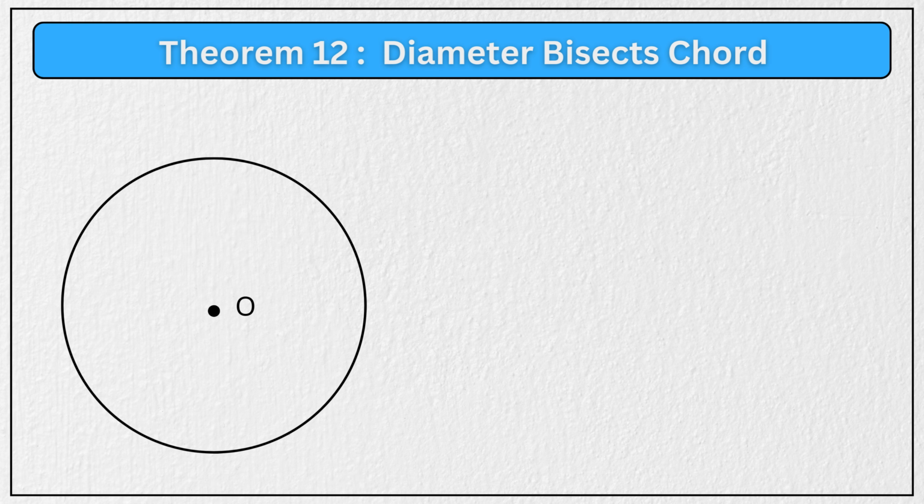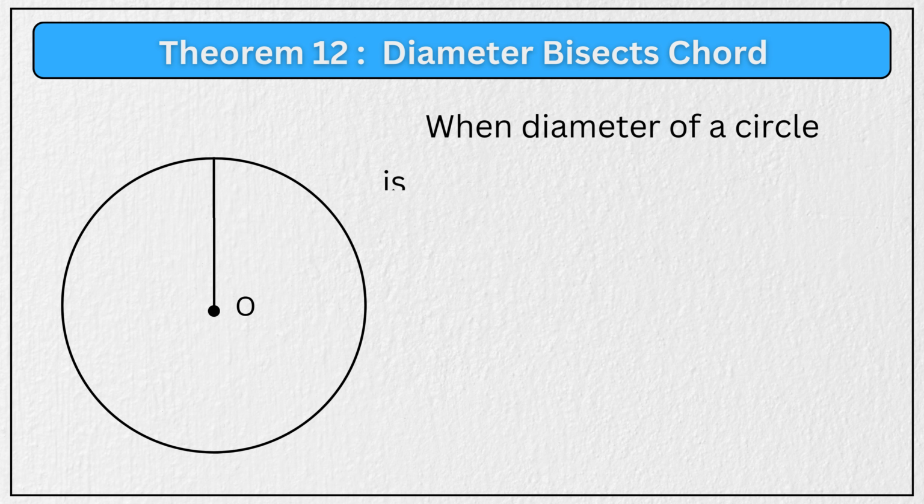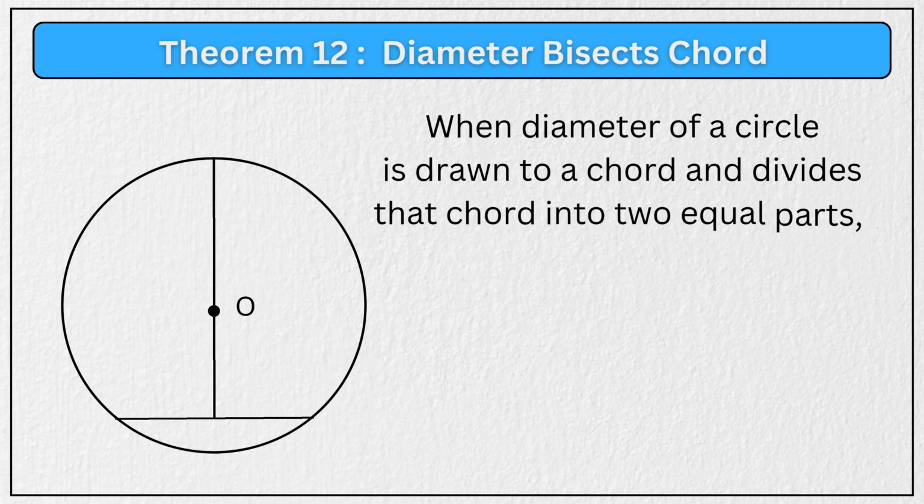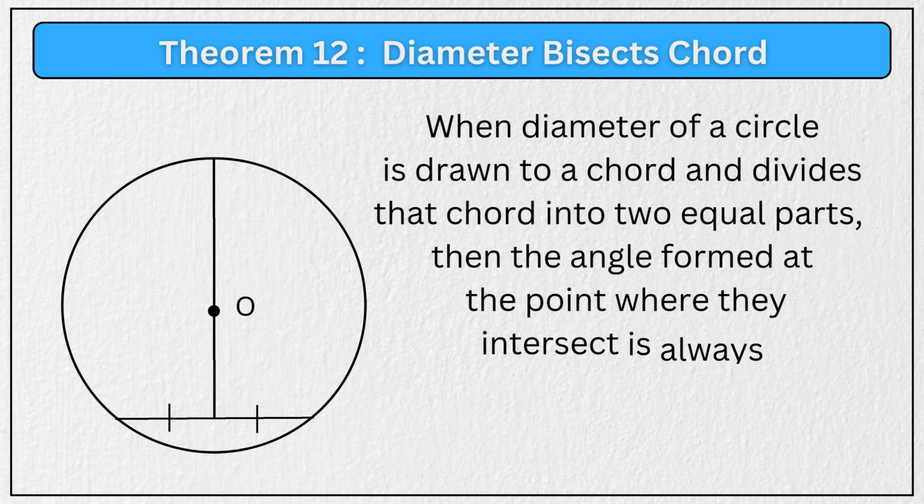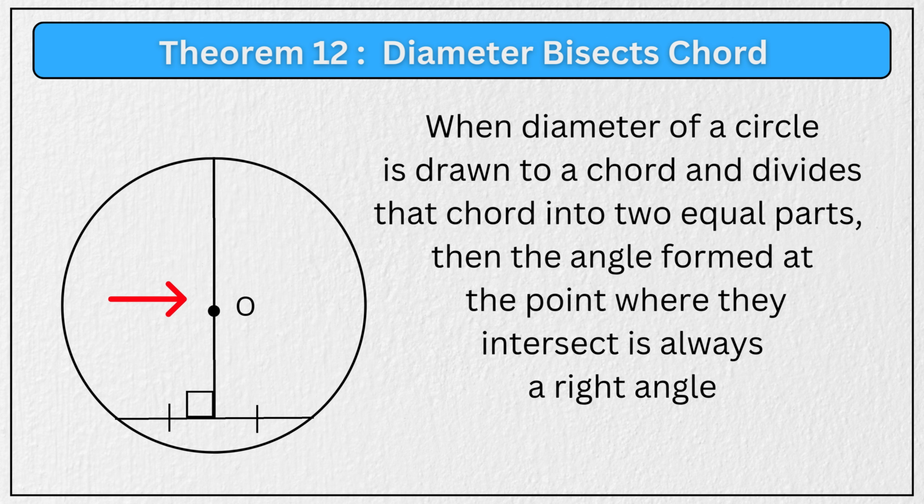12. Diameter bisects chord theorem. This theorem states that if a diameter of a circle is drawn to a chord and divides that chord into 2 equal parts, then the angle formed at the point where they intersect is always a right angle, that is, 90 degrees. In simple words, if a diameter cuts a chord exactly in half like this, then this angle formed here is always 90 degrees.